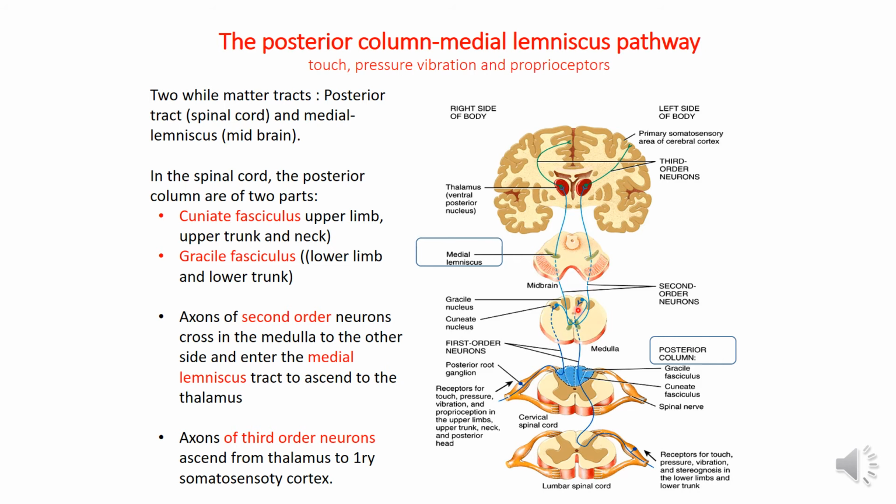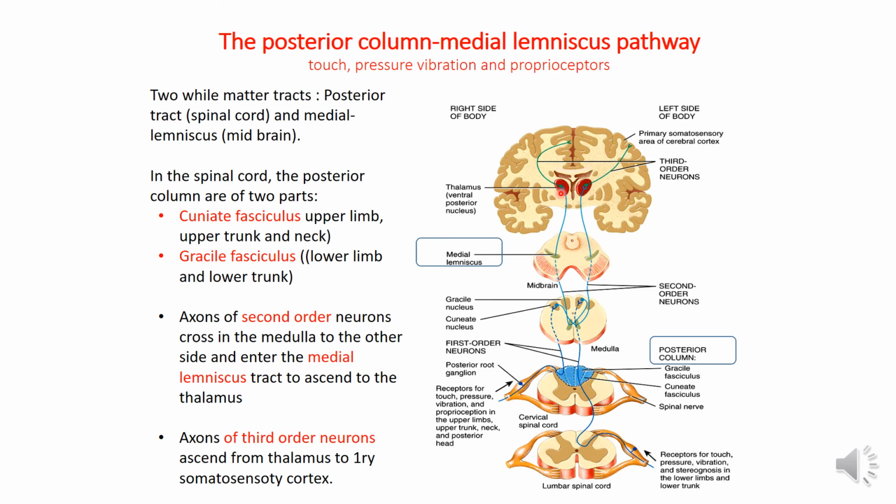Then they ascend to the level of the medulla oblongata, where the first order neuron terminates in the gracile nucleus and cuneate nucleus. Then the second order neuron arising from the gracile nucleus and the cuneate nucleus crosses to the opposite side and ascends in a bundle of fibers known as the medial lemniscus to reach the thalamus. In the thalamus, they will end in the ventral posterior nucleus.